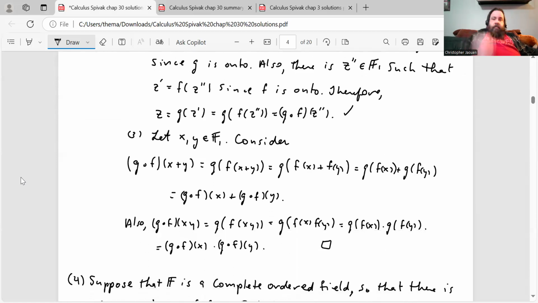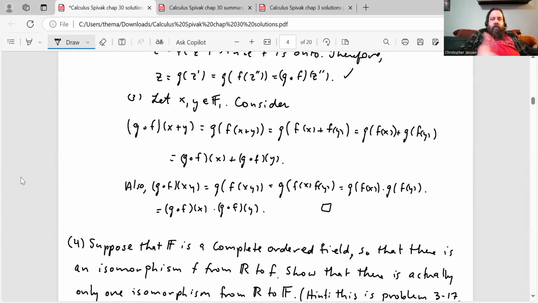All right. Property number 3, the homomorphism property. Let x, y in F1, consider G composed with f of x plus y. That's the same thing as G evaluated at f of x plus y equals G of f of x plus f of y because f is a homomorphism, equals G of f of x plus G of f of y because G is a homomorphism. And that's the same thing as G composed with f of x plus G composed with f of y.